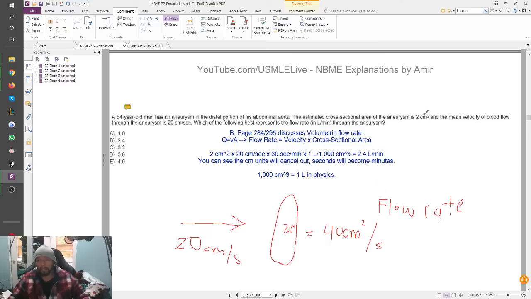Now, wait, the aneurysm itself was also 2 centimeters squared. Okay, but that information doesn't really help. Hold on one second. Estimated cross-section of the aneurysm, yeah, so this was 2 centimeters squared. Oh, sorry. So this is going to be 2 centimeters cubed now, which is a lot better because we need something to become volume, right? And for volume, you need centimeters cubed.